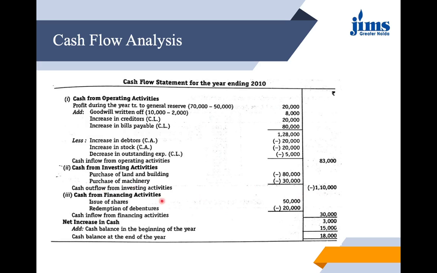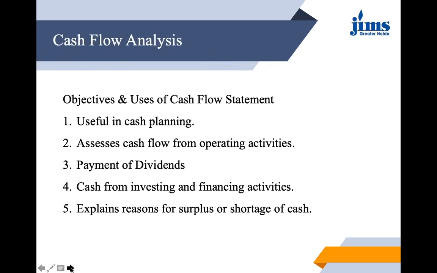Then we have cash flow from financing activities, that is issue of shares and redemption of debentures, because it was decreasing. Finally, we do have an inflow of 30,000, and we can see a net increase in cash after sorting out these three numbers. We can add the cash balance at the beginning of the year and finally obtain the cash balance at the end of the year as 18,000 here. I hope you enjoyed checking out the numerical based on cash flow.